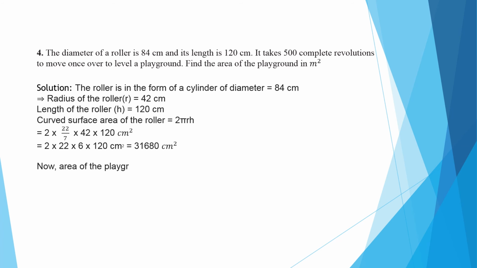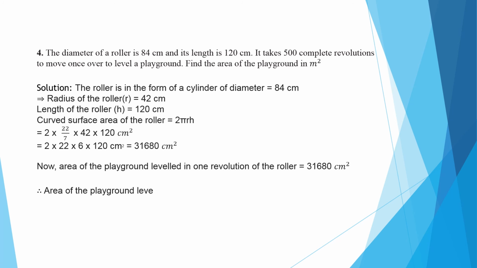31,680 centimeter square. Now since the roller is leveling the playground and it takes 500 complete revolutions, this is the one time it rolls. The 500 times it rolls, so we will multiply by 500. So the area of the playground leveled in 500 revolutions is equal to 500 into 31,680. It is in centimeter square, so we will convert into meter square. We will divide by 10,000, so we are getting 1,584 meter square. In this way we will calculate this question.